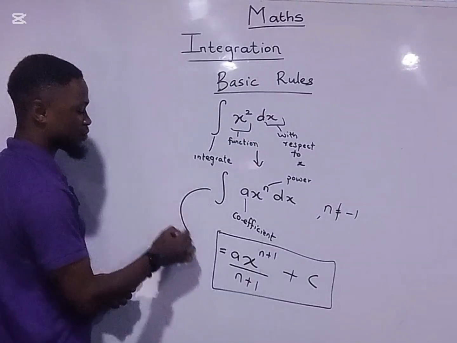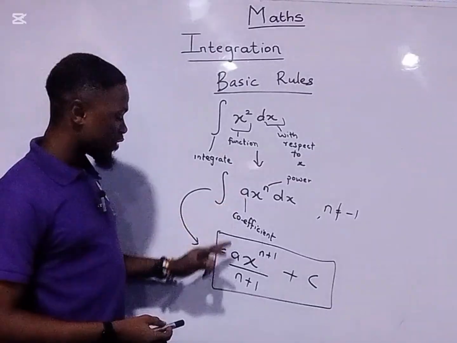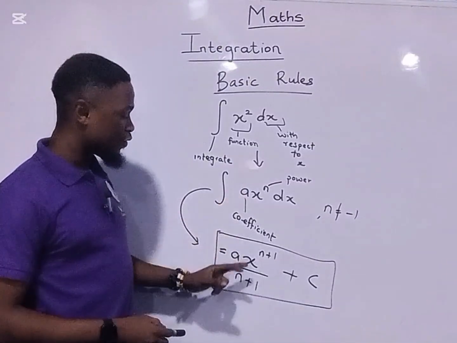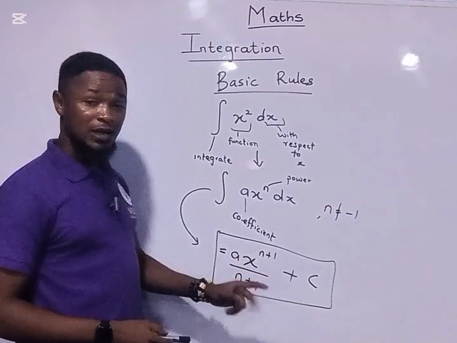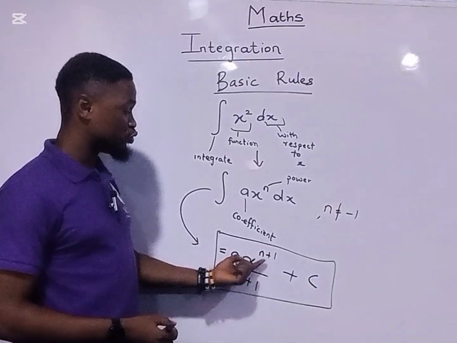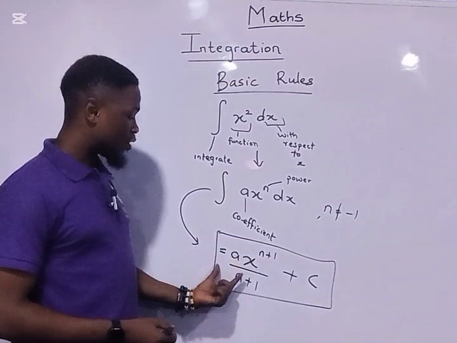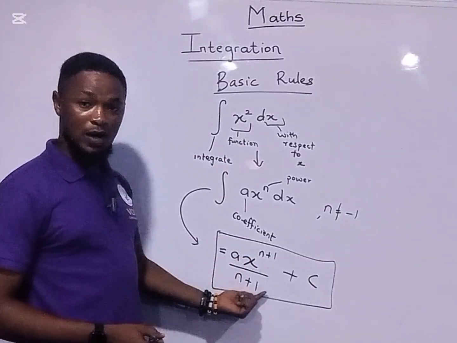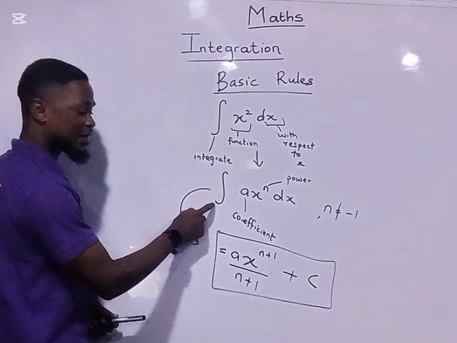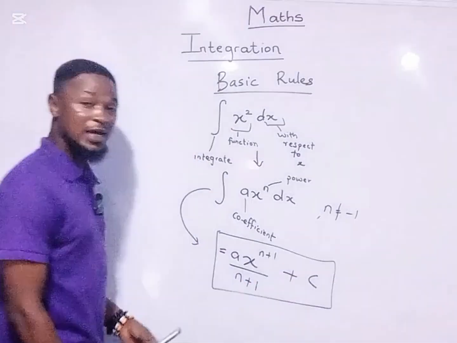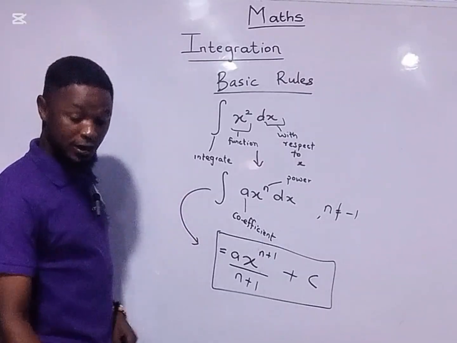So when you are given something to integrate, you put your coefficient back, you put your variable back. Now, the power, you are going to add 1. Remember, in differentiation, you do minus 1, but in integration, you do plus 1. All over n plus 1. Then you have to put plus constant. Always, if you are removing this integral sign, always put plus constant to show that you have removed the integral sign. So this is the basic rule of integration. Let me show you what I mean.